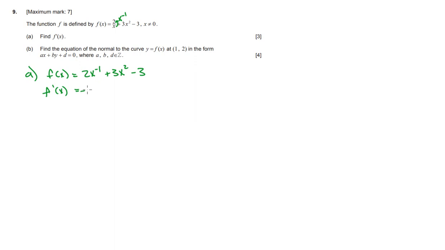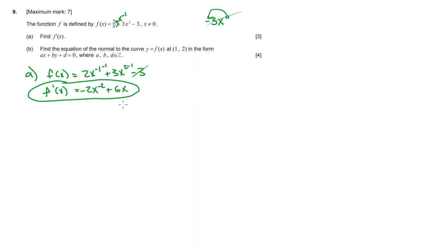So negative 1 times 2 is negative 2x. Subtract 1 from that. Negative 1 and negative 1 is negative 2. And then 2 times 3 is 6x. Subtract 1 from that, and that's just to the first. And remember, all constants turn into 0 when we take the derivative. If you forget why, negative 3 is the same thing as negative 3x to the 0. And then we go 0 times negative 3, and that turns this whole thing into 0. That's why that disappears. So there's our derivative for part A.